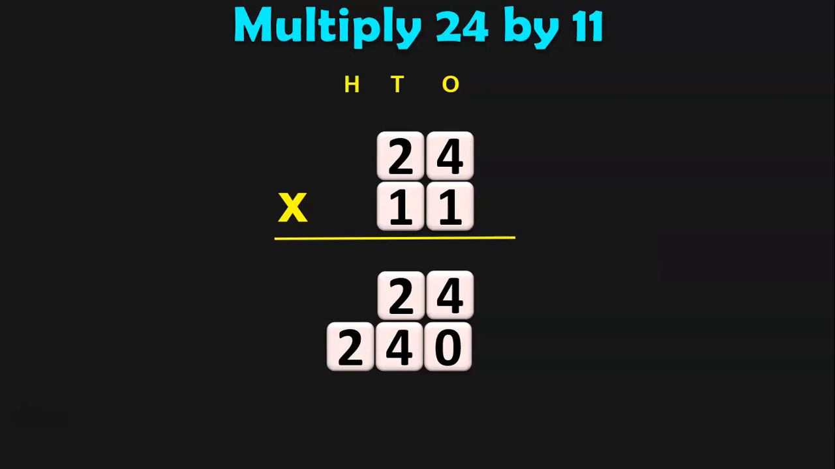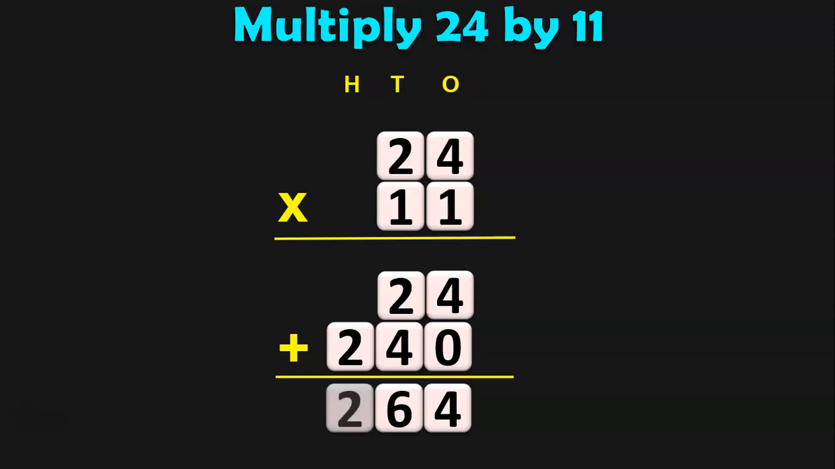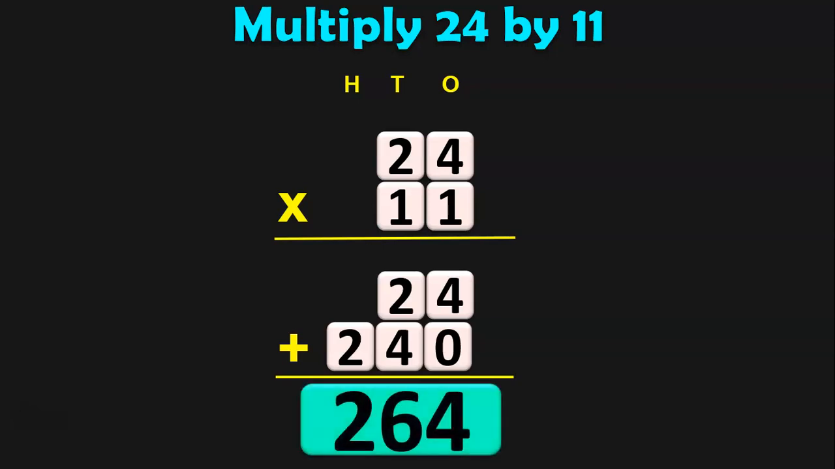So now we got two products and now we'll have to add both these products. 4 plus 0 is 4. 2 plus 4 is 6 and in the hundreds place you have 2. So the answer is 264. We said this is multiplication without regrouping because we did not see the regrouping or the carryover concept. Let us do more examples for the same type.